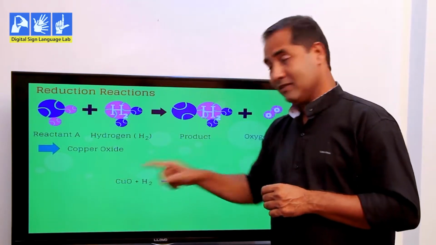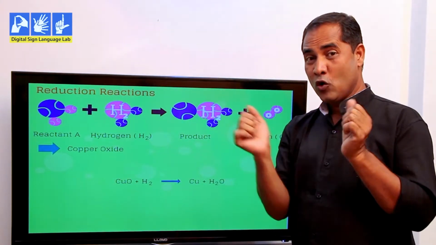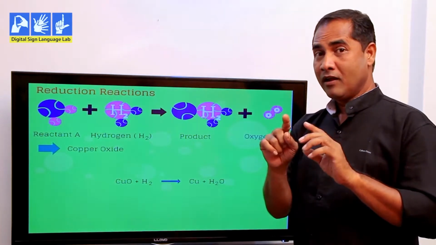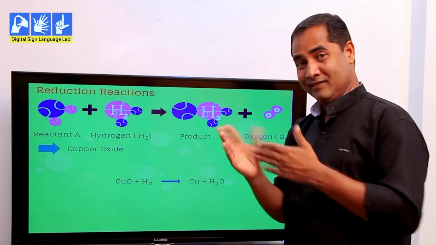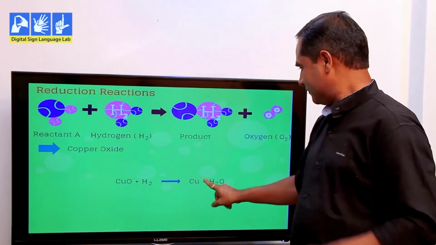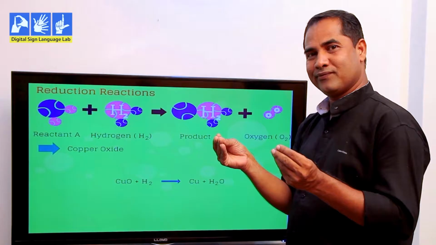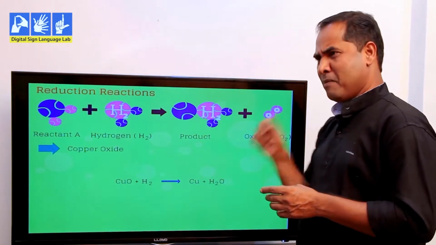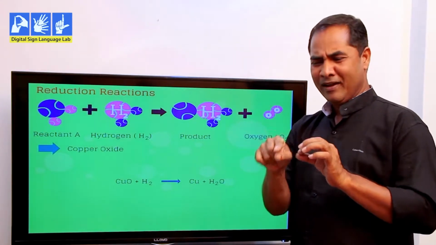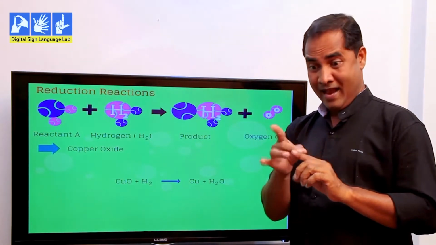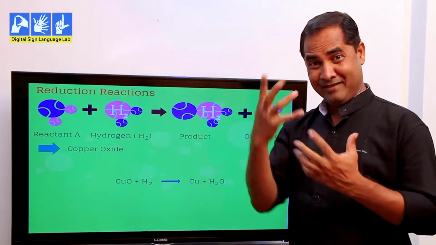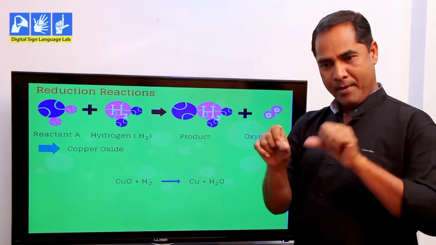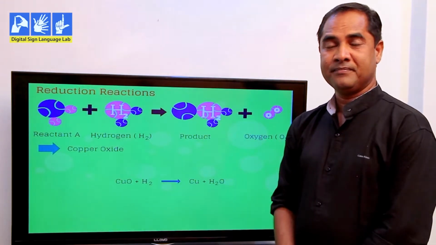So we would write this equation as CuO, copper oxide, and you add hydrogen molecule to that. So the oxygen is removed. And in this process, water is released. And the color goes back to the original color of metal copper. That's the reduction reaction.